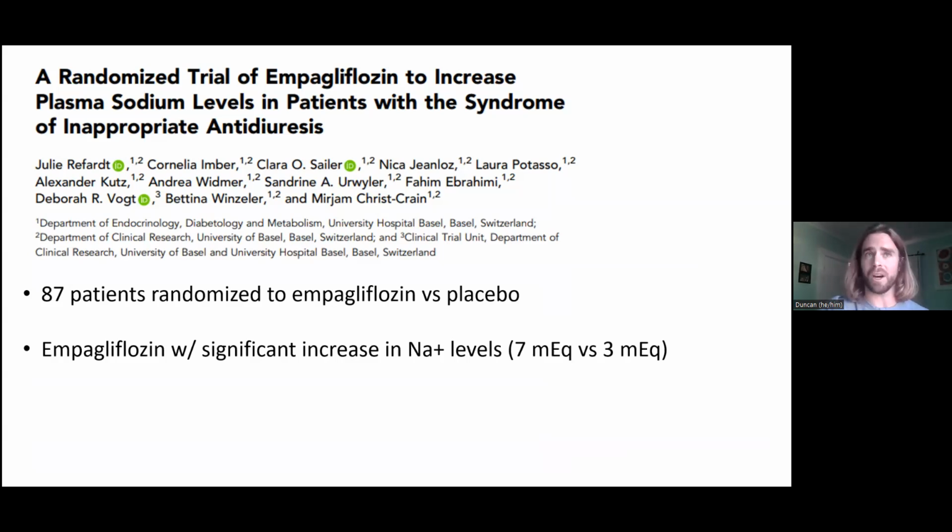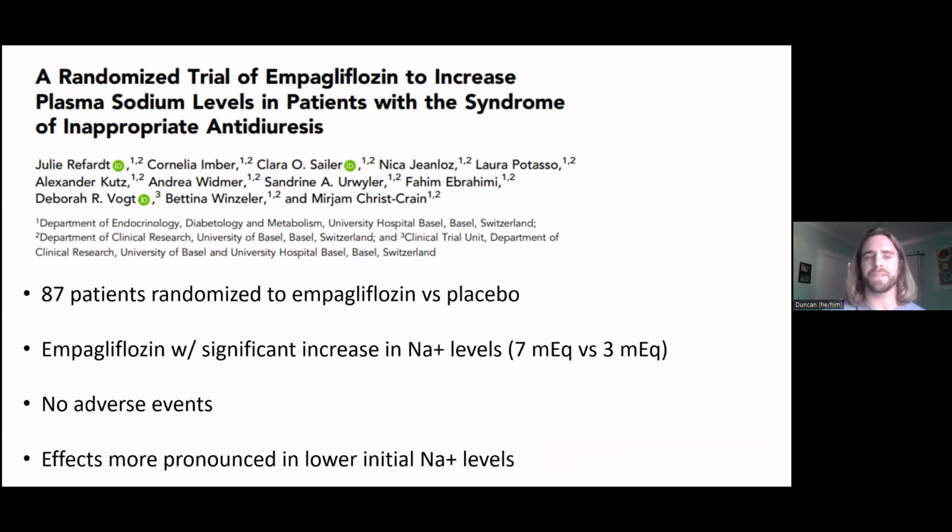So this is a great option for someone who's in the hospital, has diabetes, and isn't on a SGLT2 for another reason. You can often get it approved by insurance, and you will see those sodium levels go up with no adverse events. And this is one where you often will see a more pronounced effect at lower sodium levels.